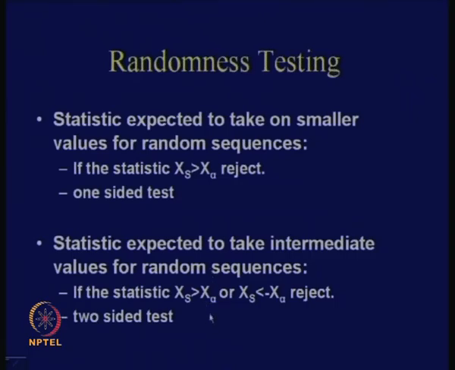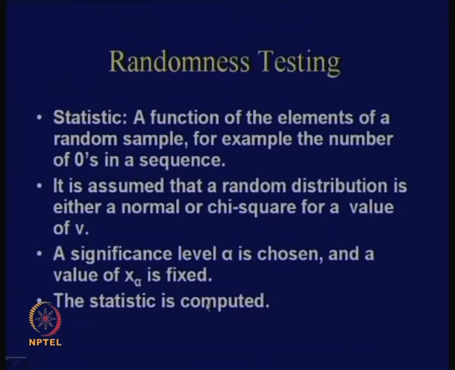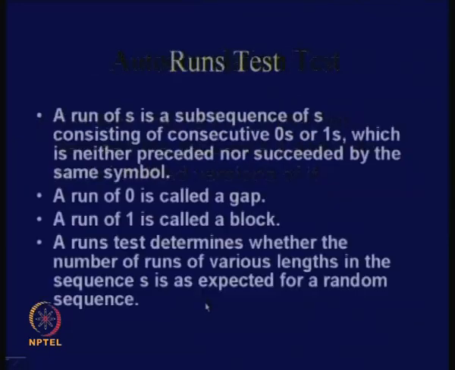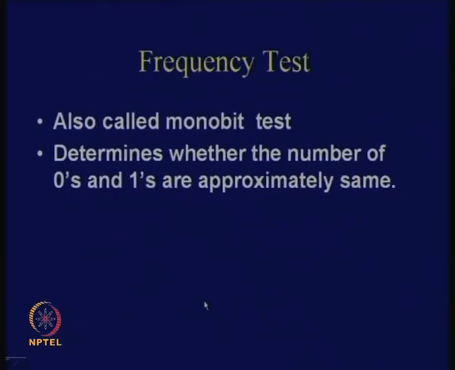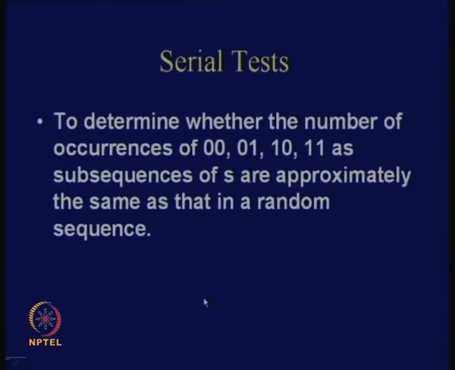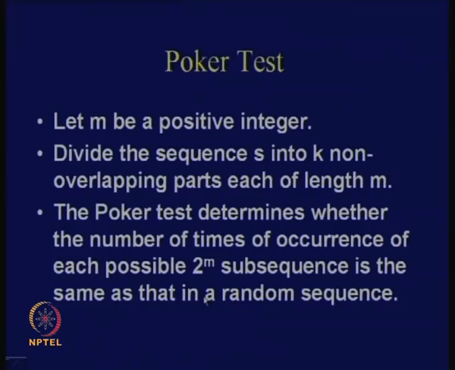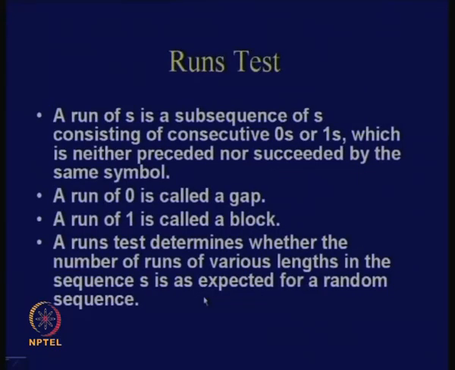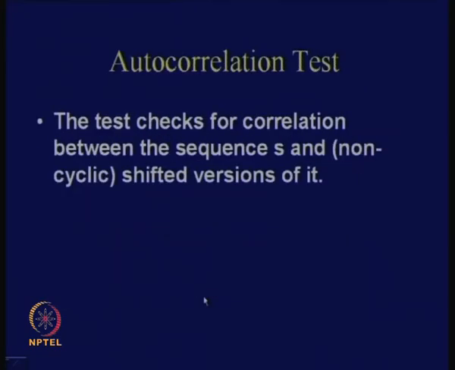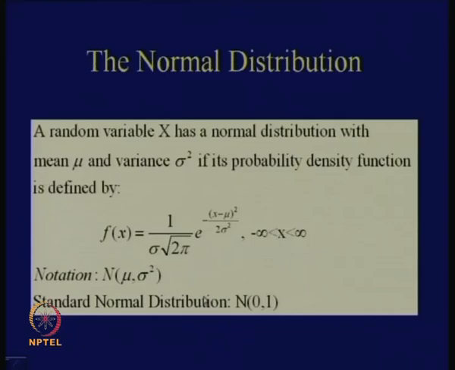Can you give an example of this among the 5 tests that I told? You can go back and see what the 5 tests are. You had a frequency test, a serial test, a poker test, a runs test, and an autocorrelation test, and that's it. So these are the 5 tests that you had. Which of them do you think should have an intermediate value?